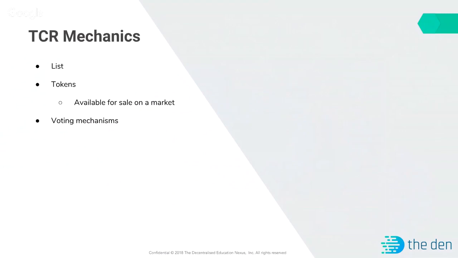Essentially, it doesn't really matter which way the person with 50,000 tokens votes, because the 60,000 token person can override that vote. So let's say the 50,000 token person says, you know what, we don't like this business, so they vote no. But the person with 60,000 votes yes. That means there's a net of 10,000 votes for the business, so the business would get listed on the TCR.